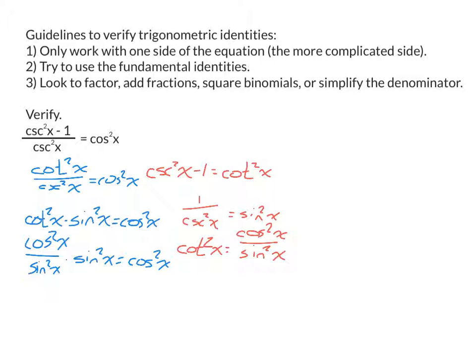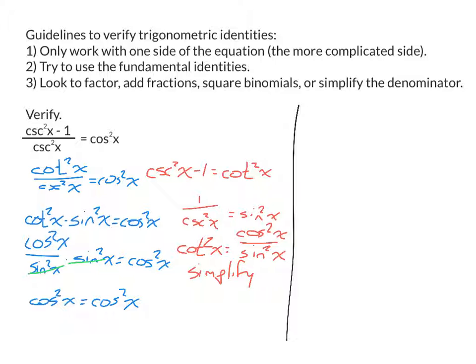Now we notice that sine squared divided by sine squared is 1. They would cancel each other out, and we come up with cosine squared of x equals cosine squared of x. All we did to get to that step was simplify by crossing out our sine squared of x's. Okay, that's one method we could use. So let me draw a line down here. Let me try another one.